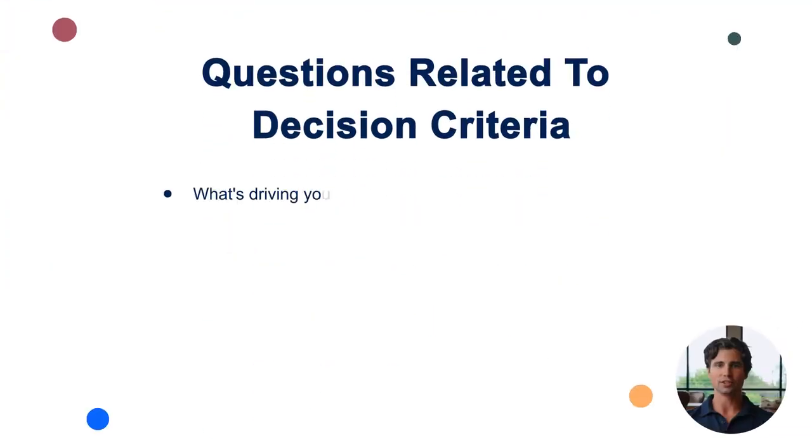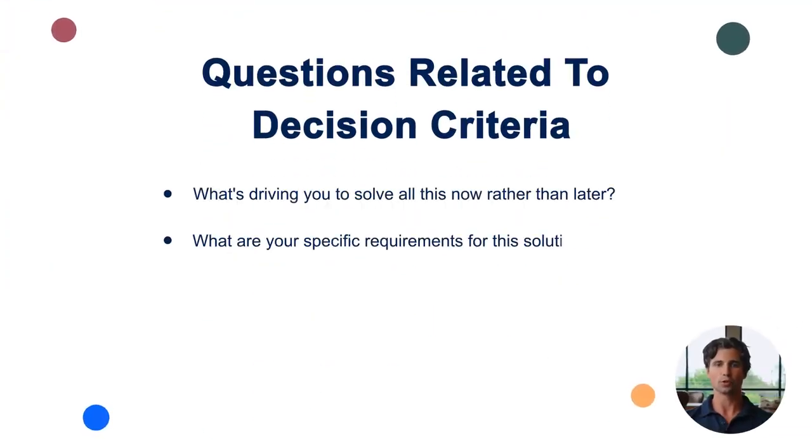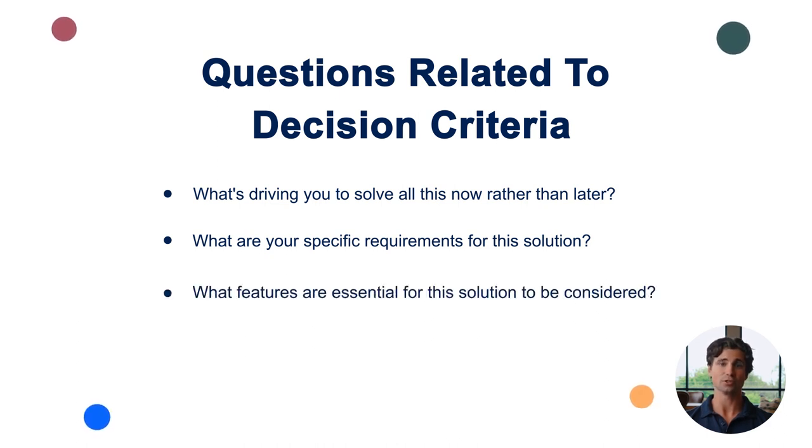points. Examples of questions related to decision criteria include: What's driving you to solve all this now rather than later? What are your specific requirements for this solution? What features are essential for this solution to be considered? What are the key decision criteria for this project?